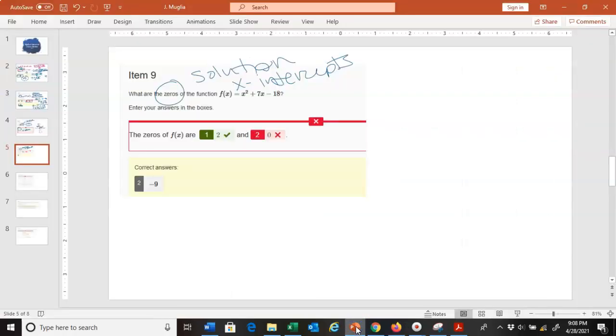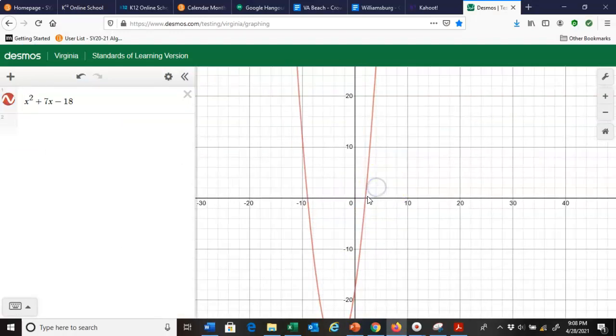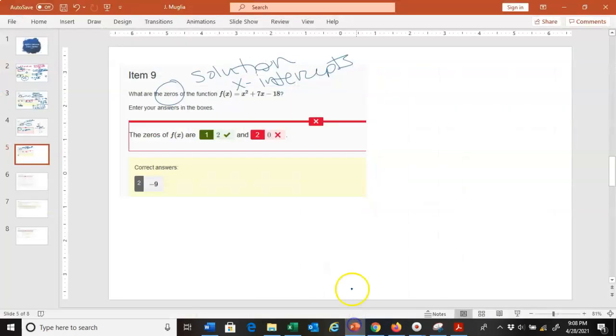What did you put? So you put 2 and 0. So maybe you were grabbing this whole coordinate point. So this is another case where they're asking for the solutions and they wanted those x values, the 2 and the -9. So that's the one that was missing here, -9.